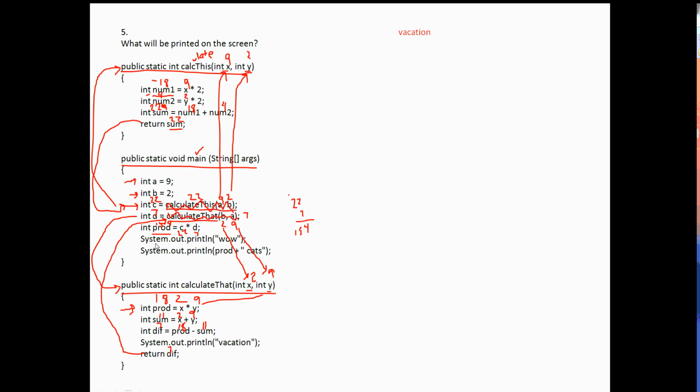Okay, so then we're going to print wow. And then the next line down says print prod. It's going to call prod, which is 154, and cats. Literally prints the space in the cats. So 154 cats.